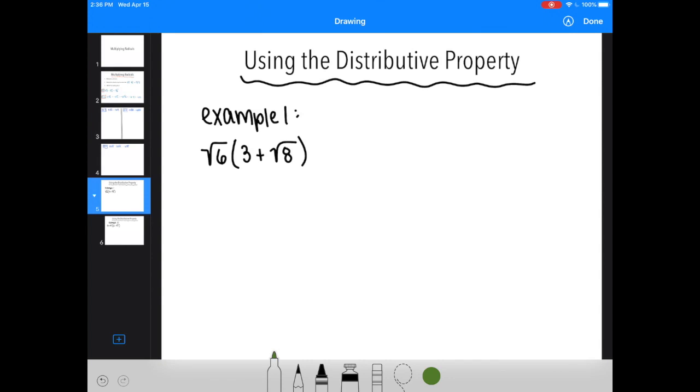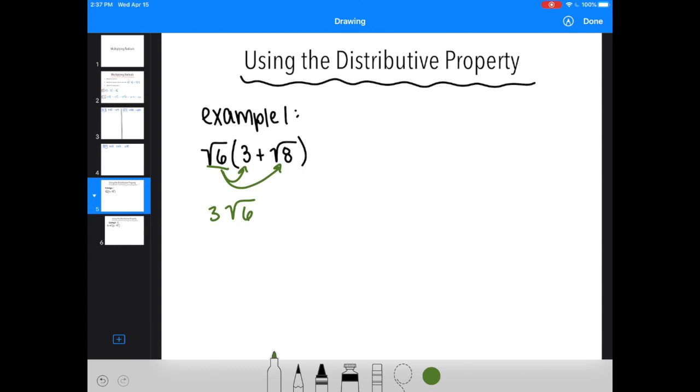All right, now that we have the basic process down, let's look at the use of multiplying radicals within distributive property. We complete the same process as we would with whole numbers when using the distributive property. So when I use the distributive property, I multiply my outside component by each component within the parentheses. So if I have square root 6 multiplied by 3 plus square root 8, I'm going to multiply square root 6 by 3. So my answer is 3 square root 6.